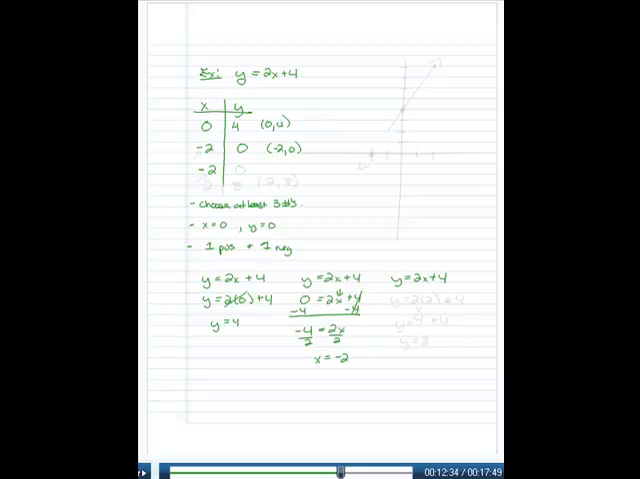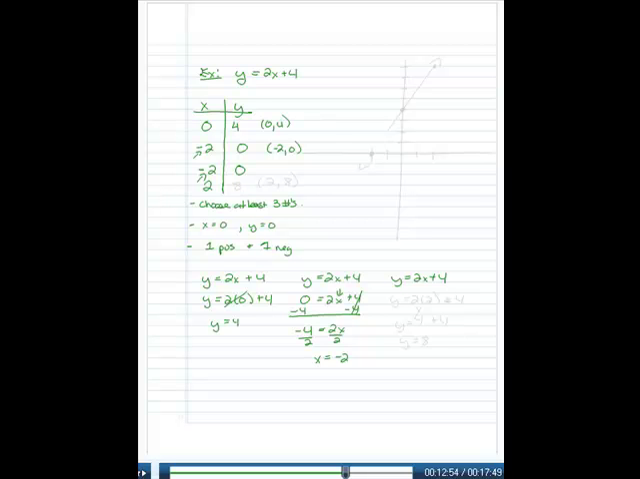There's my second point. And last but not least, I picked, now look what happened. I chose negative 2 as x, but I can see from above I already did that one. So when I plug in negative 2 here, I'm going to get 0. So I need to choose a different one. So let's choose positive 2 and see what happens.